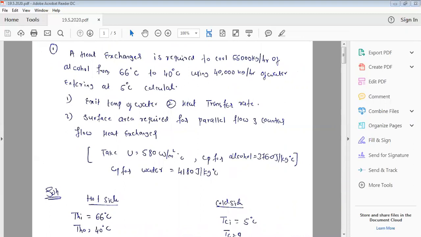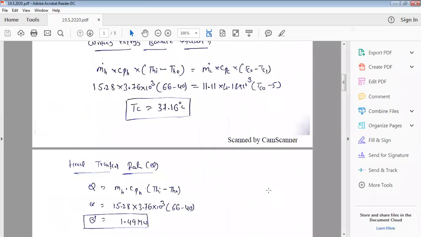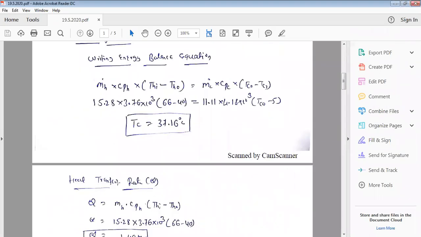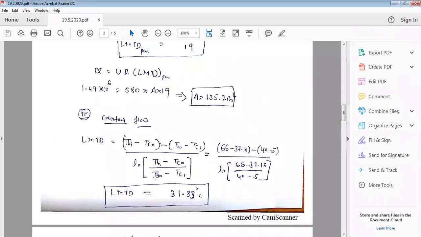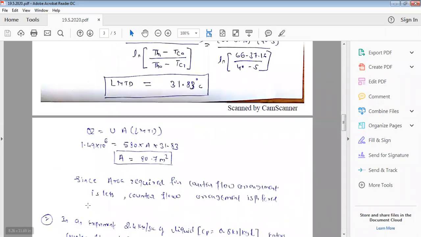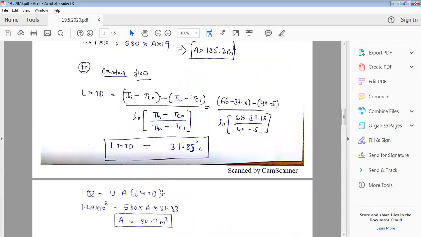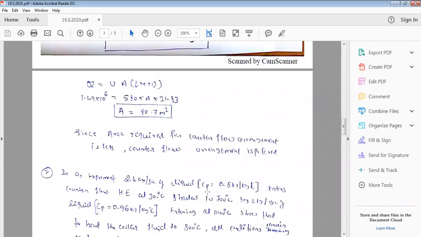Now we'll move to the next problem. In the same problem, we calculated the exit temperature of water and the heat transfer rate, then the surface area for parallel flow and counter flow, and compared these two areas. If I compare both, we get to know the difference in area is huge. Here 80.7, here it is 135. So if the area is less, the heat exchanger becomes more compact, and space consumption is also less. Now we'll move to the next problem.